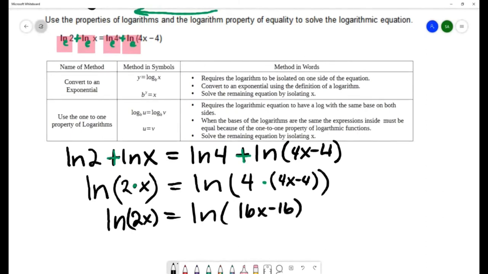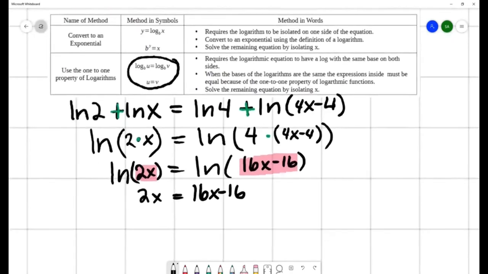Now is when we're going to use this property of equality. We have a log with the same base on both sides of the equation, and with this property we can say that what's inside the log on the left will equal what's inside the log on the right. That would give 2x equals 16x minus 16. So now we have an equation with no logs in it, and we'll be able to solve this equation.